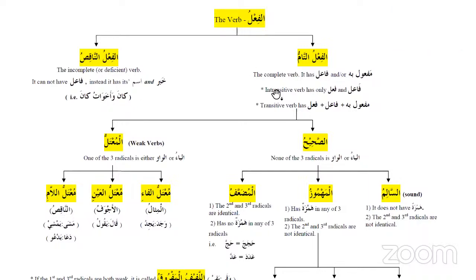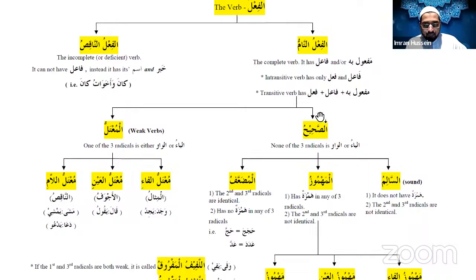Good. Now, fi'l has a subdivision. When it means it has a subdivision, according to the letters, as you remember, I have said this many times, that the minimum letters in a verb are 3 letters. Yes, you remember?